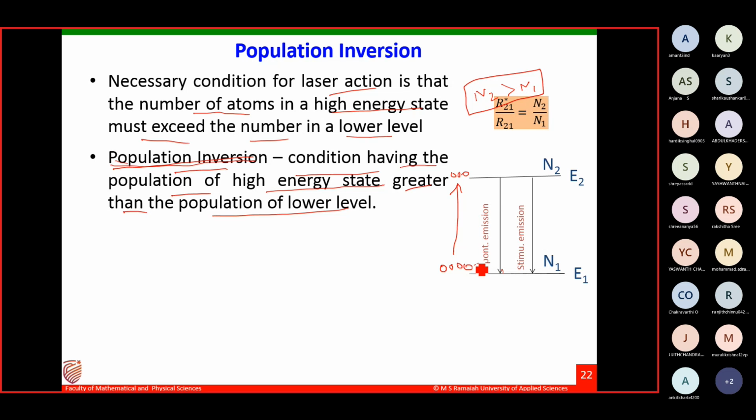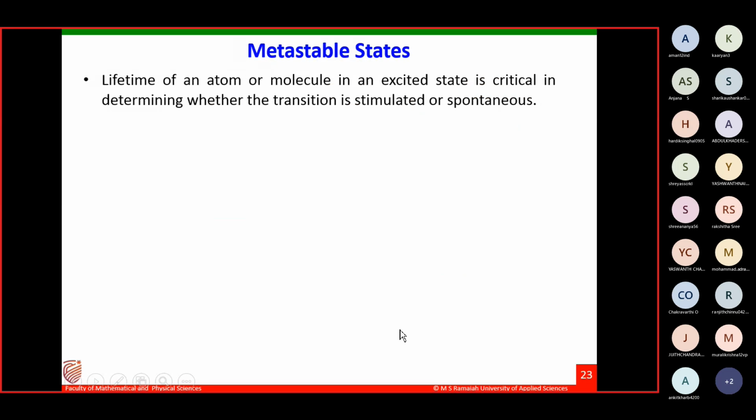And in a laser system, how do we achieve this population inversion? The population inversion is achieved by the process called pumping. Basically, I am pumping more atoms to go to the higher energy state from the lower energy state. Let us keep this pumping concept clear, and please write down what pumping is. Pumping is the process by which one can achieve population inversion, or in other words, population inversion can be achieved by the process of pumping.